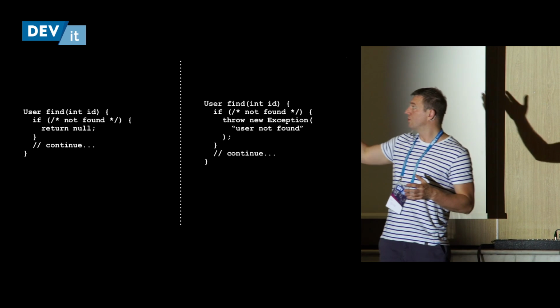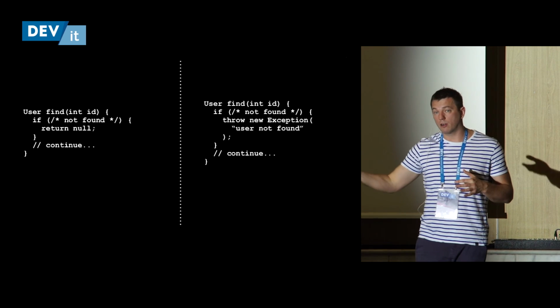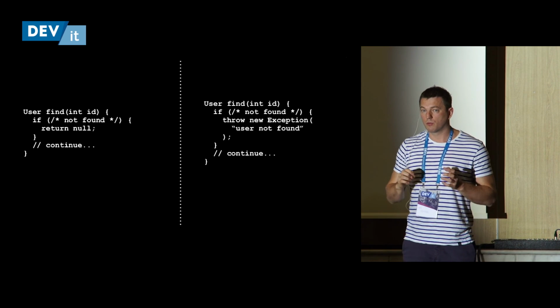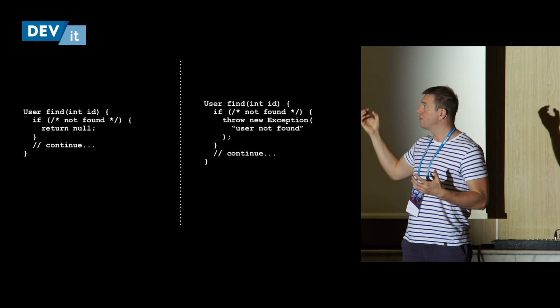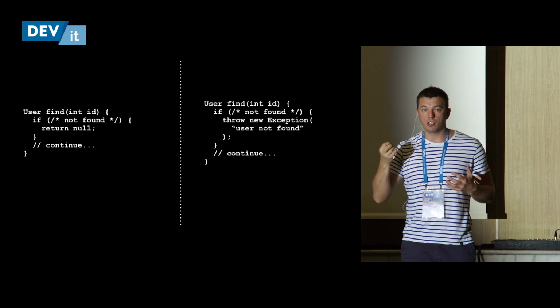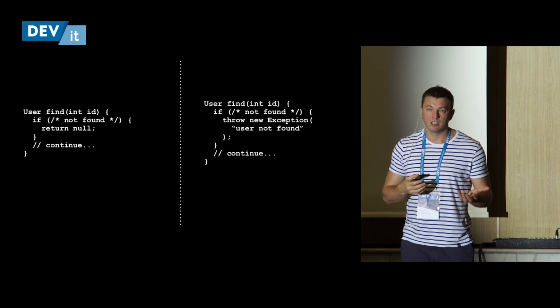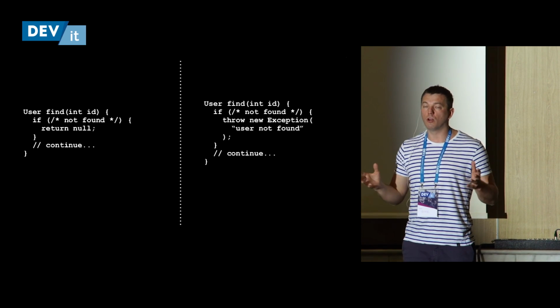Or you can use another, better option. Instead of null, use so-called null objects. Probably you've heard about that pattern. We actually return the user, which actually is not a user, but a user which doesn't exist. So it's the null object pattern.